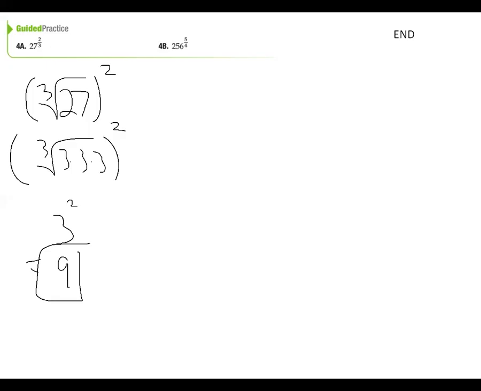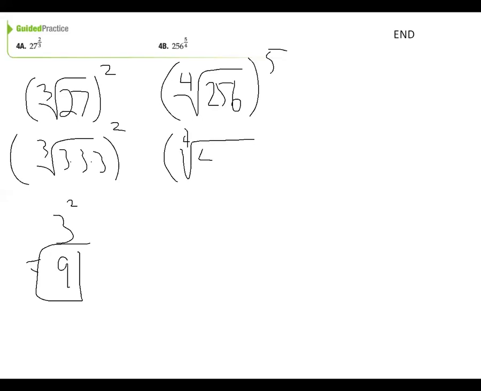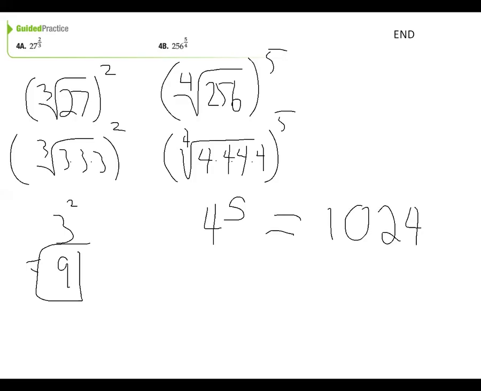Okay. This one is the 4th root of 256 to the 5th power. Now 256 can be thought of as 4 times 4 times 4 times 4. So the fourth root of 256 is just 4, to the fifth power, and 4 to the fifth power is 1024. Okie dokie? All right.